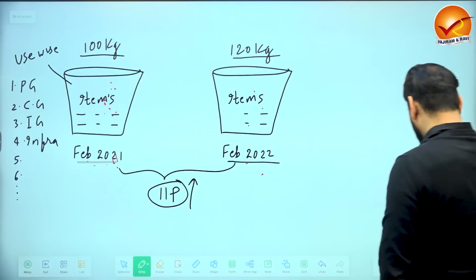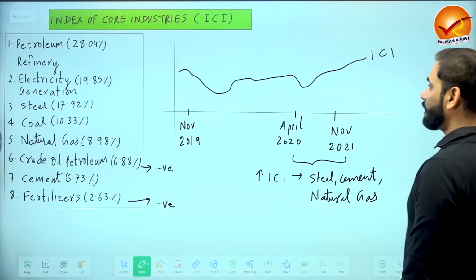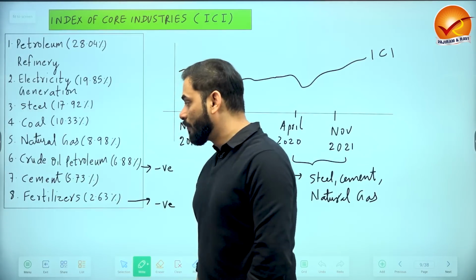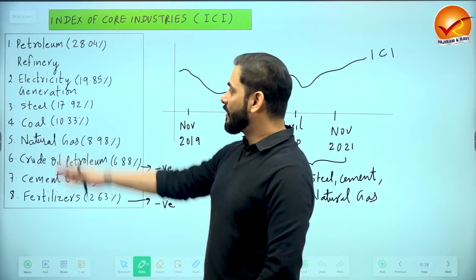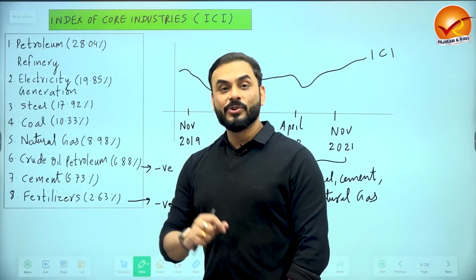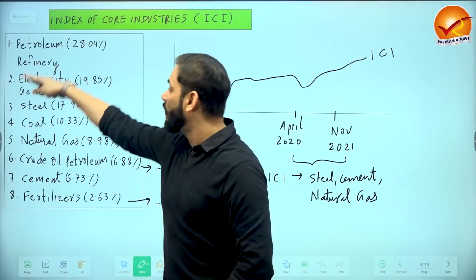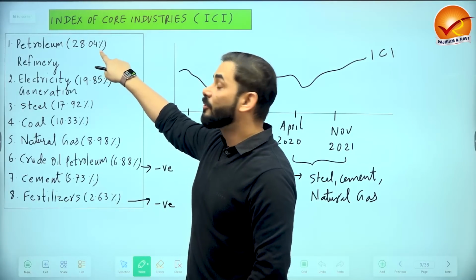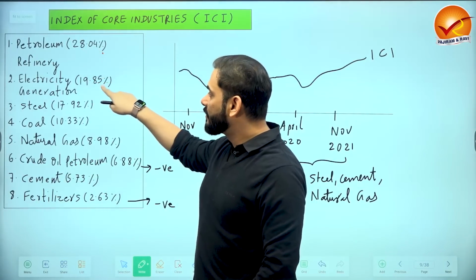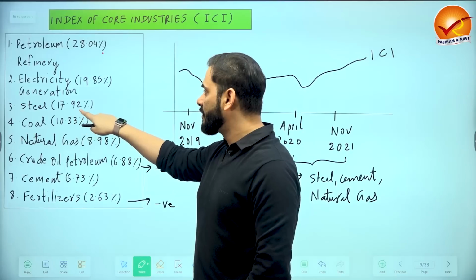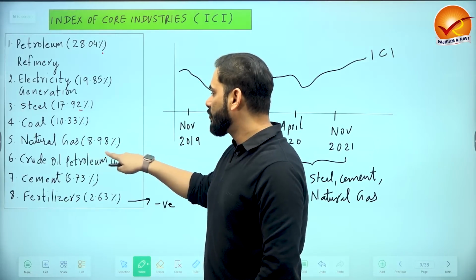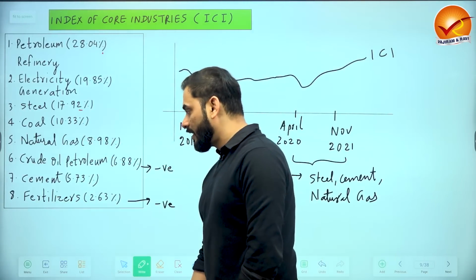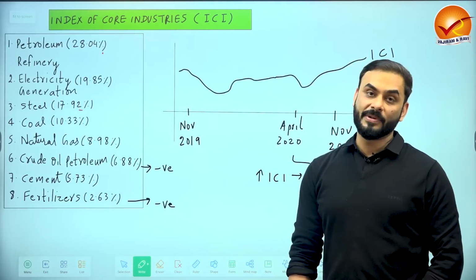So which are those core sectors? Let's see. So petroleum, electricity, steel, coal, natural gas, crude petroleum, cement and fertilizer. These are the core sectors. So in this core sector basket, this box is that basket. What is the importance or weight given to petroleum? 28.04%, electricity 19.85%, steel 17%, coal 10%, natural gas 8.98%, crude oil petroleum 6.88%, cement 5.73% and fertilizer 2.63%.